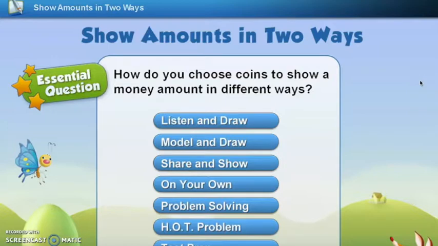We again are doing 7.4 for today, which is show amounts in two ways. And again, we're answering the essential question: how do you choose coins to show a money amount in different ways? In other words, if we have an amount that we are trying to produce, or if somebody is charging us a certain amount, what are some different ways that we can use coin combinations to make that amount? There's many different ways for all different types of money amounts.